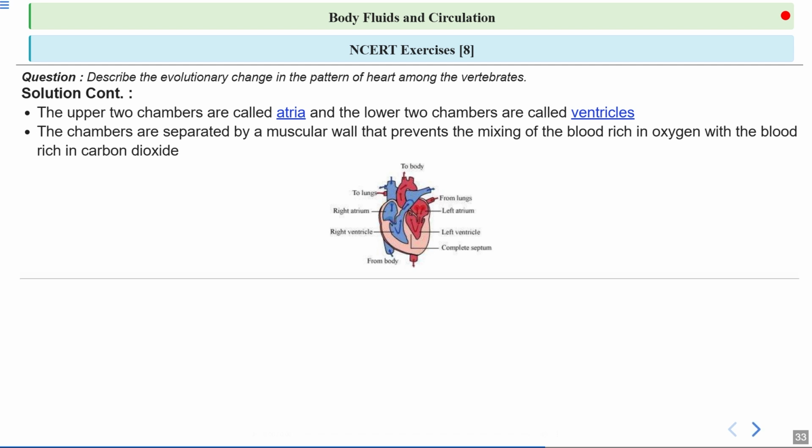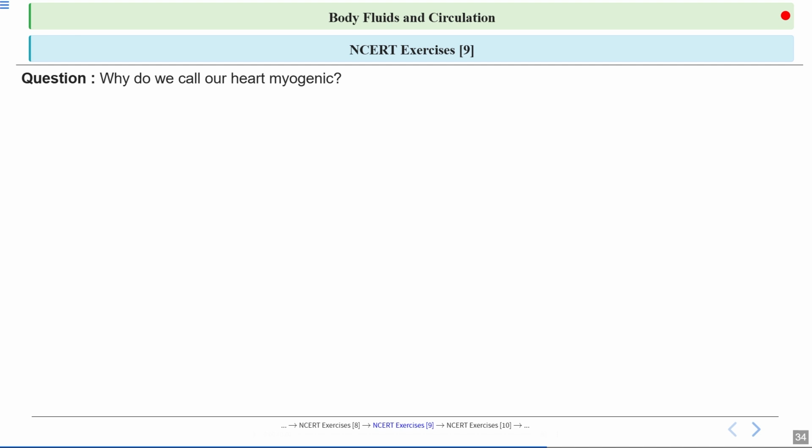Okay, clear? So in this image, you can see this is a human heart. It has right atrium, left atrium, right ventricle, and left ventricle. And you can see the septum also here. Next question. Why do we call our heart myogenic? So let's have a look at the answer.